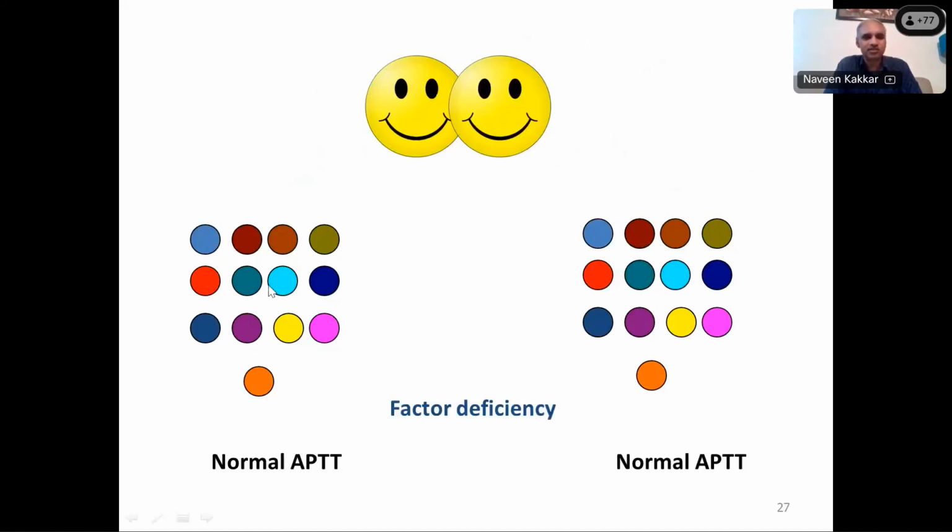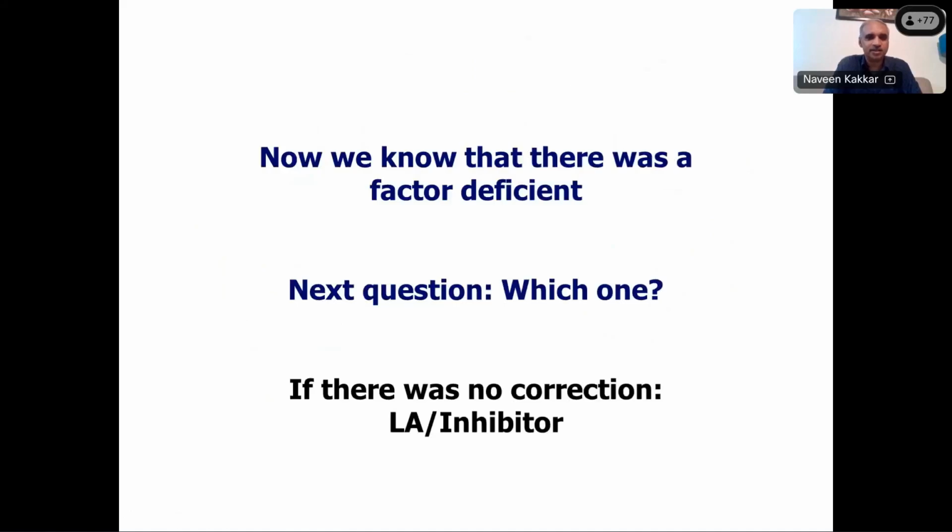Which means mix your test patient with control plasma in equal amounts, 0.1 ml, 0.1 ml, and do an aPTT again. If it was 110 in our case, it will actually jump back to 28, 30 or so. That means a typical correction, and that tells us there is a factor deficiency. Before we go on, if there was no correction, we rightly said either it's a lupus anticoagulant or an inhibitor, and then you go on a different path. But our case is with correction.